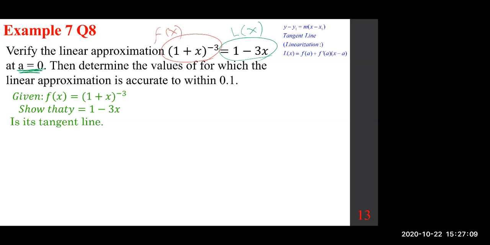The next part really requires a graphing calculator. I explained the concept, you don't have to worry about that. But the first part, simply put, tells us to find its tangent line. This is the function, okay? And we want to show that y equals 1 minus 3x is its linearization, its tangent line.